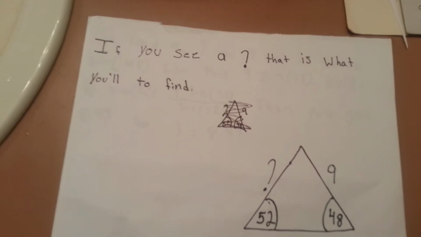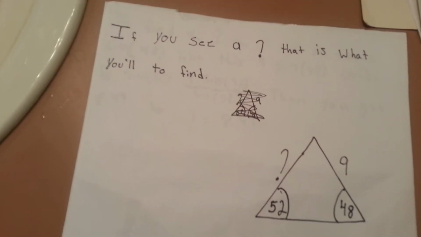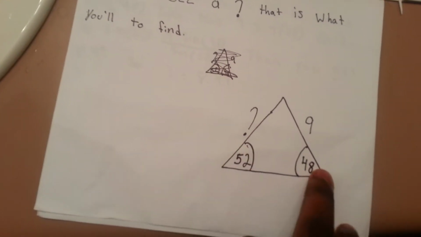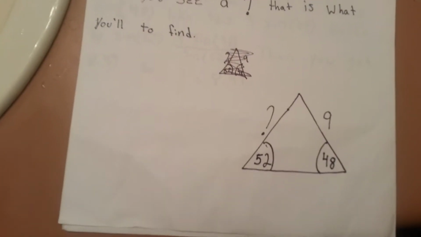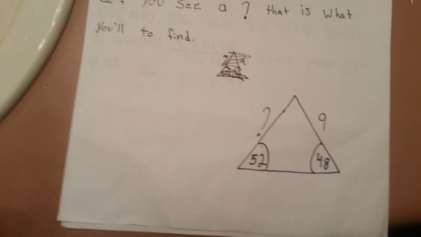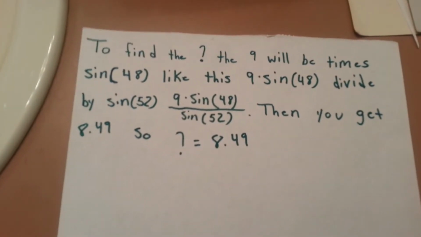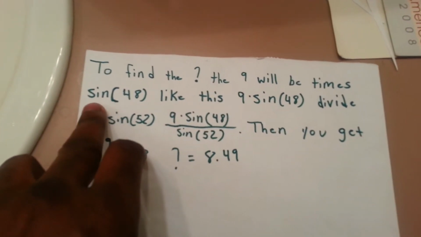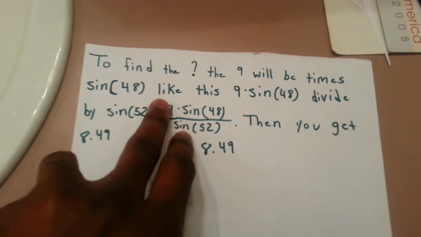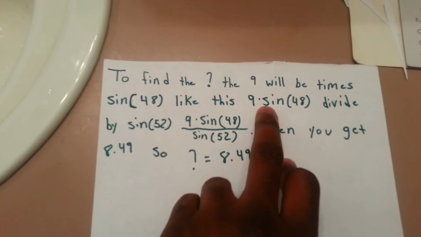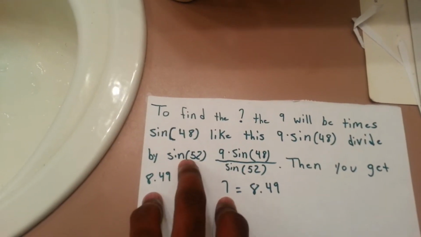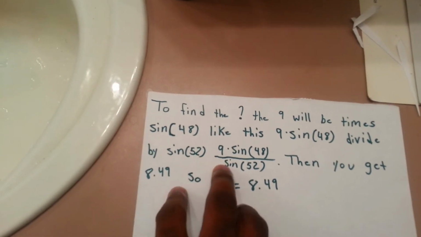If you see the question mark, that is what you have to find. So the equation looks like this. You have to find where this is. Since you only have this number and this number, then you will have to find it. In order to find the question mark, the 9 will be times the sine of 49, and then it looks something like this right here. Then you also have to remember to divide by the other sine, the 52. And then it looks like this right here.